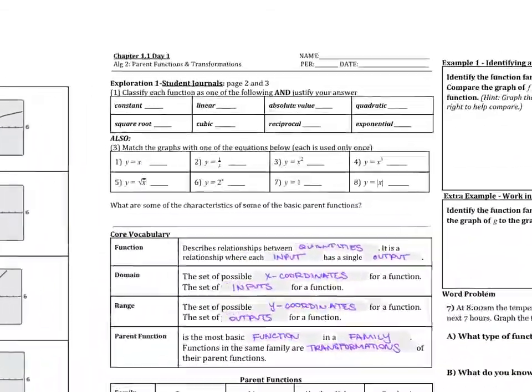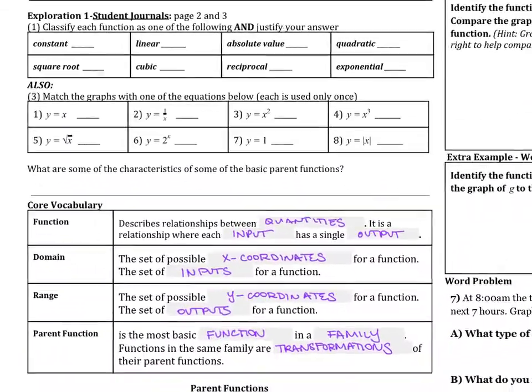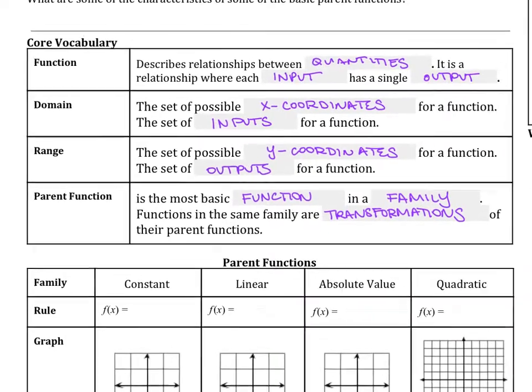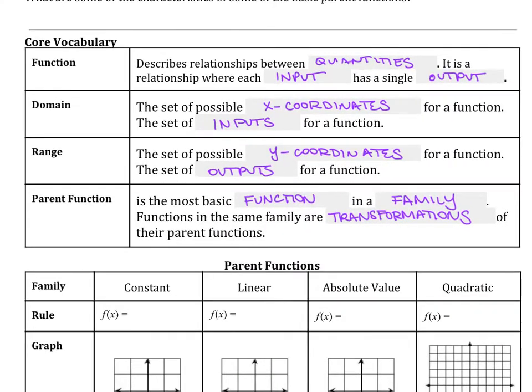So now that we've done the first part, the top part, let's take a look at some core vocabulary. A function describes relationships between quantities. It is a relationship where each input has exactly one single output.